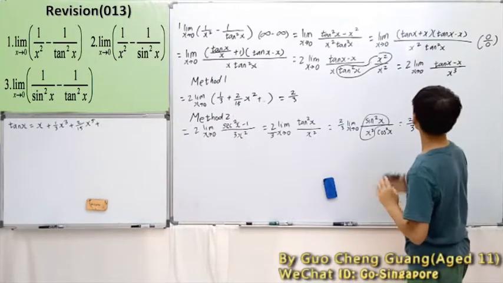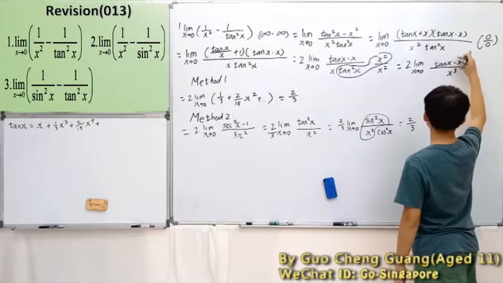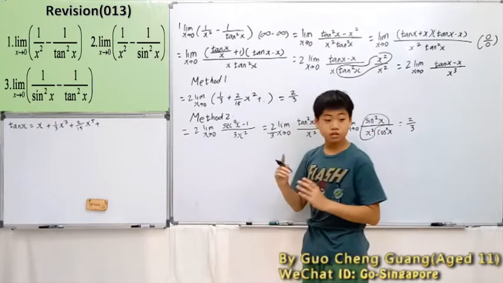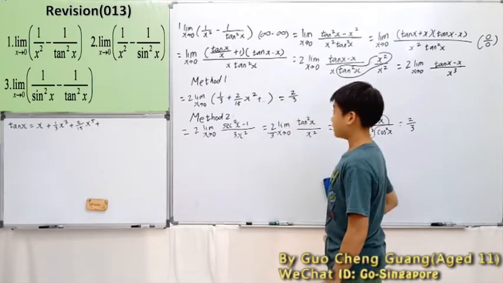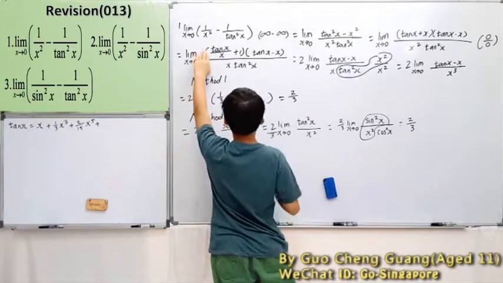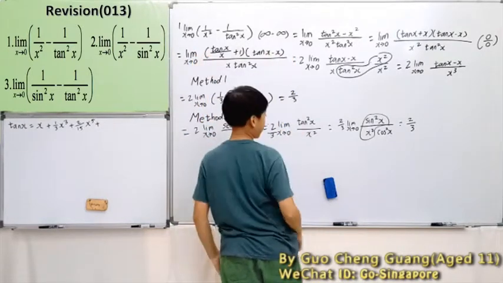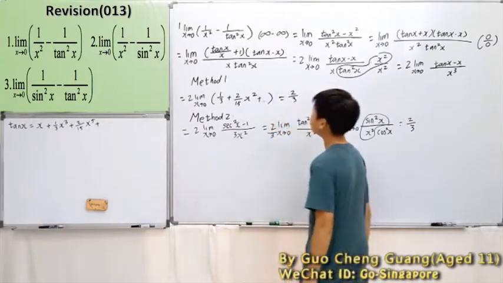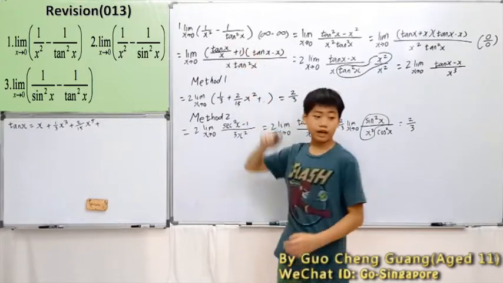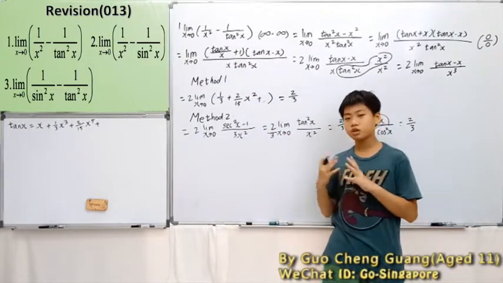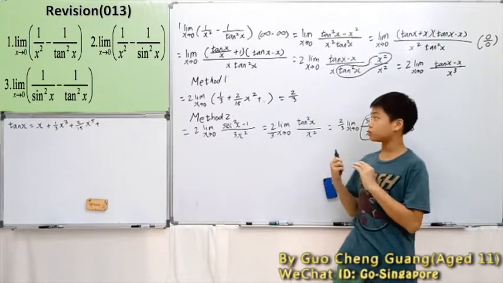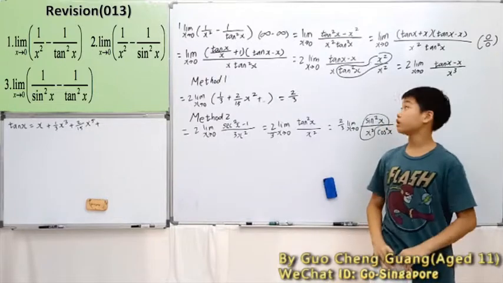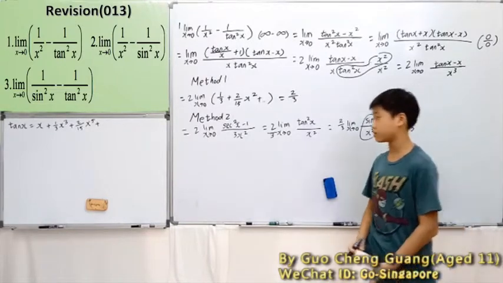Okay, so this is tangent x minus x over x cubed. So that means in this infinity minus infinity, 1 over x squared is bigger than 1 over tangent square x by 2 over 3. But then, this tangent x, you might think in this trigonometry, is there something special about this x? Okay, let me tell you what this x has to be. So this x has to be in radian.